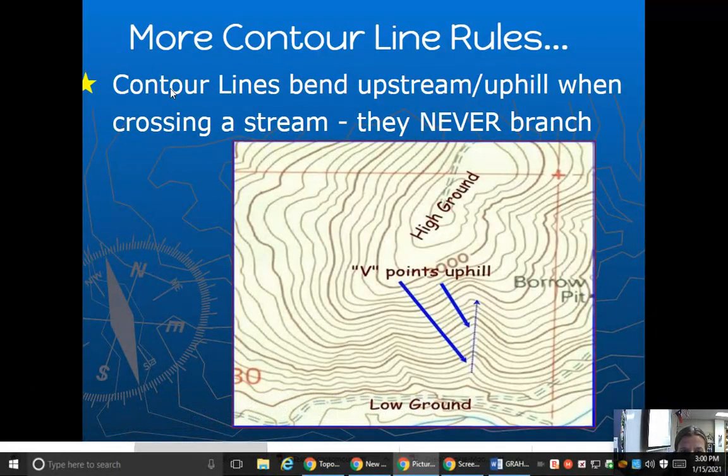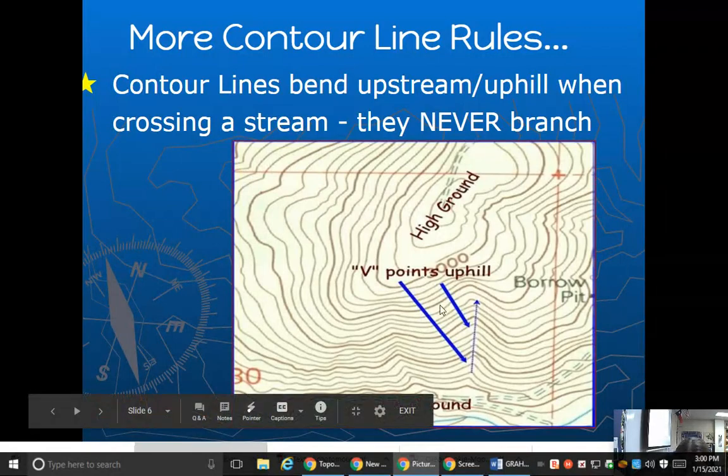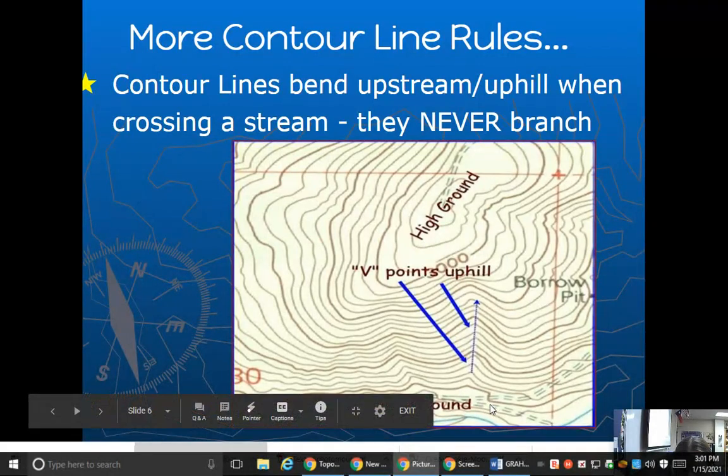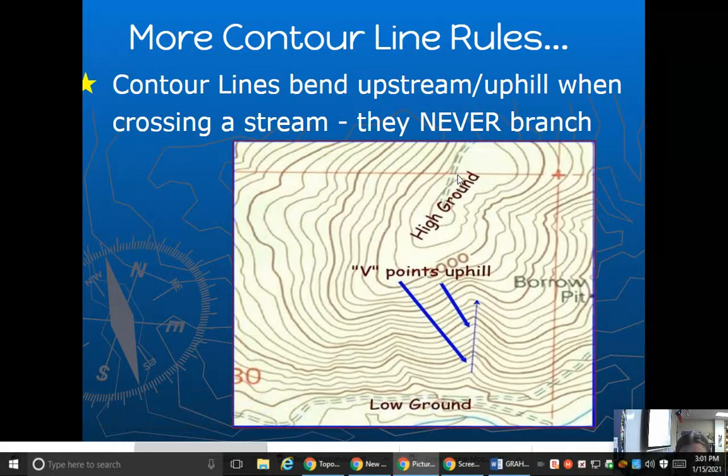More contour line rules. Contour lines bend upstream or uphill when crossing a stream. They never branch. So here you can see that our contour lines are making a V shape all in here. It's because a stream is flowing down from the hill. So up here this would be the top of the hill, the smallest closed loop. Okay, and then as you go down, here this would be at ground level, but they're bent here because of a stream, and the V's are pointing uphill.